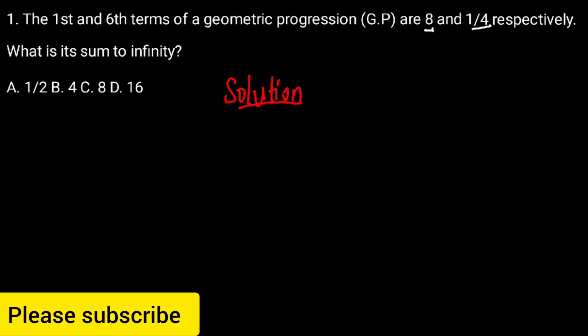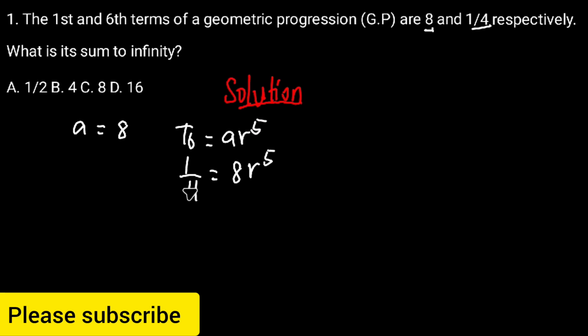From the information, the first term of this GP is equal to 8. So the first term a is 8, and the sixth term is equal to 1/4. The sixth term, denoted by T sub 6, is equal to a r raised to the power 6 minus 1, which is 5. This is equal to 1/4, and a from the question is 8. So we have 8 multiplied by r raised to the power 5.